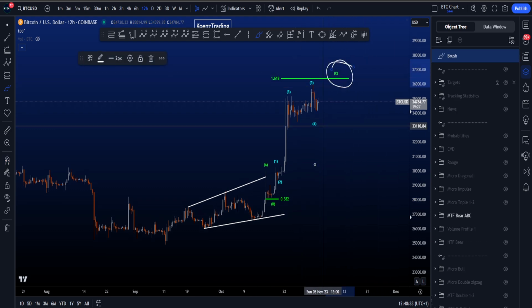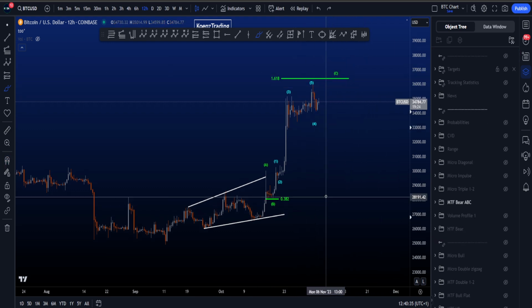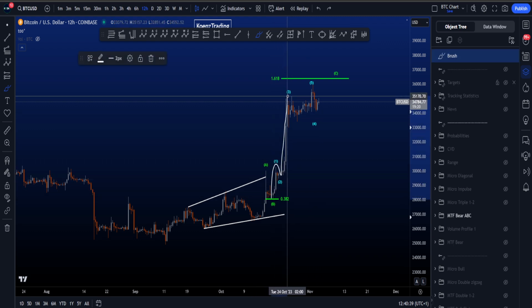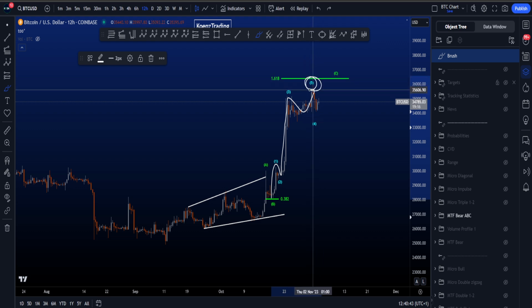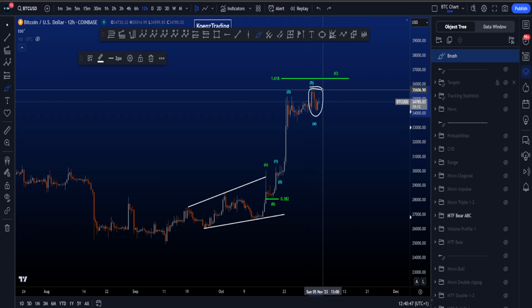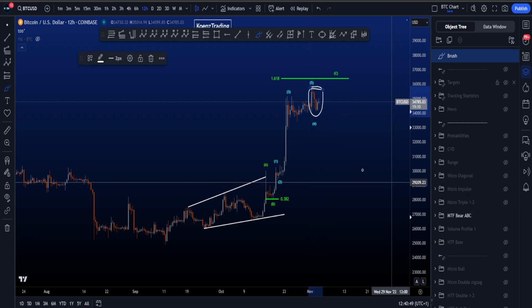But then we get this wave C to the upside, and this is where we encounter some problems, because we then have a 1, 2, that's okay, 3, that's fine, 4 and 5. Preferably you want to have wave 5 ending over here, and that is because of what we see on the lower time frames, which I will show in a second.